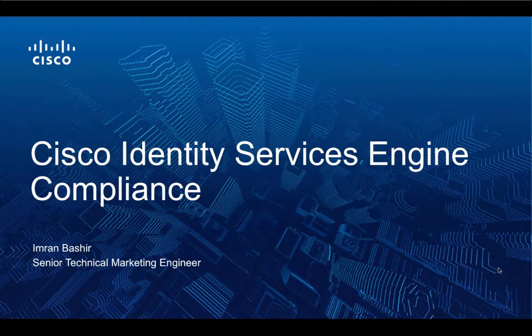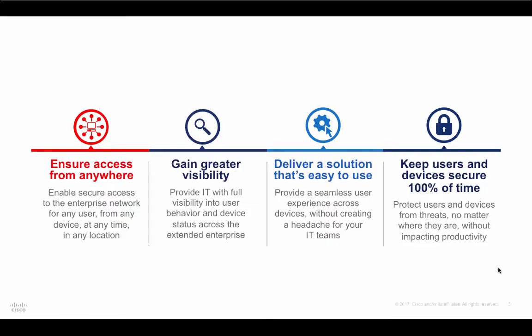In this video, we'll talk about compliance with Cisco Identity Services Engine, the new additions we've done with ISE 2.2 and AnyConnect 4.4. When we look at today's network, the top priority is to ensure access from anywhere. So the moment you enable secure access across your enterprise, are your users getting the same level of access, whether they're on premises, off premises, or maybe dialed in from a remote location?